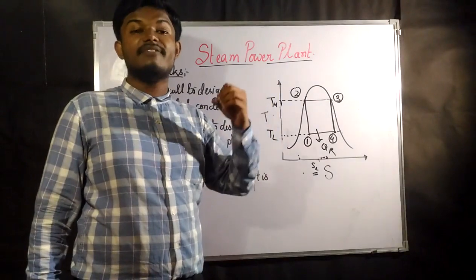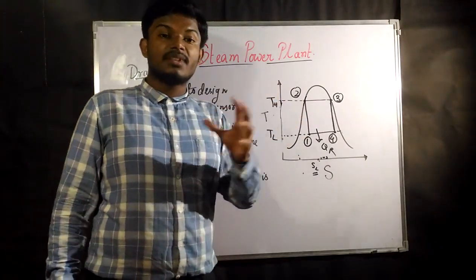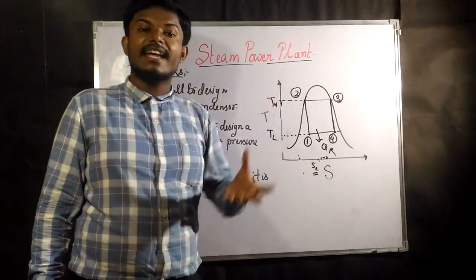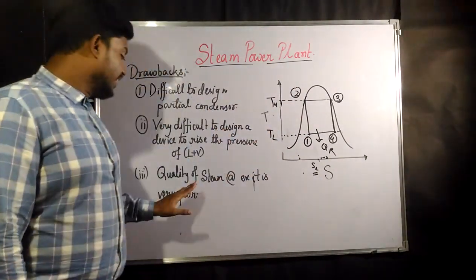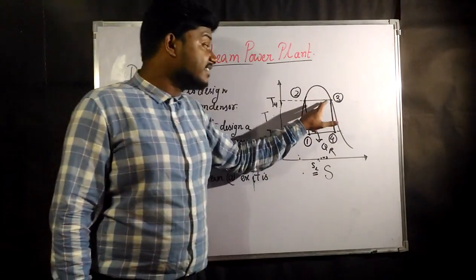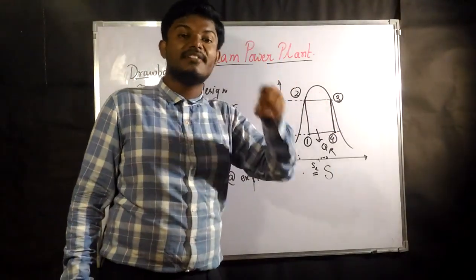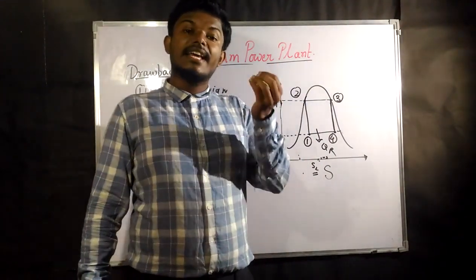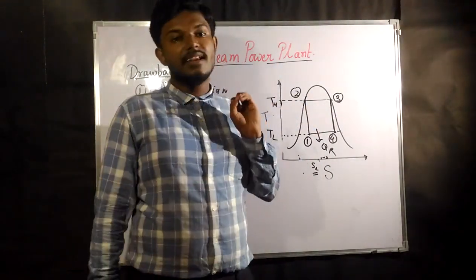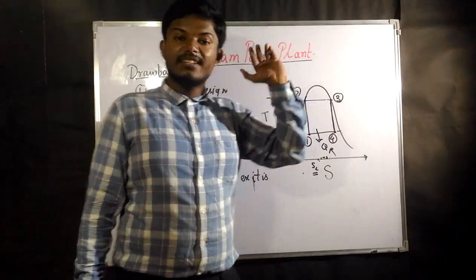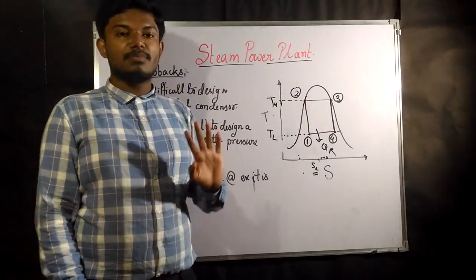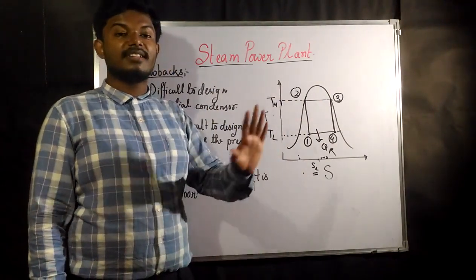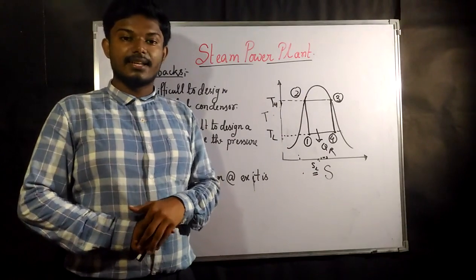That means it has a significant amount of liquid present at the exit. The quality of the steam at the exit is very poor, and since liquid is passing through the turbine instead of steam, erosion takes place in the turbine very easily. So these are the drawbacks of a Carnot steam power plant. Now we are going to analyze the Carnot steam power plant, and after that we will move to the Rankine cycle.